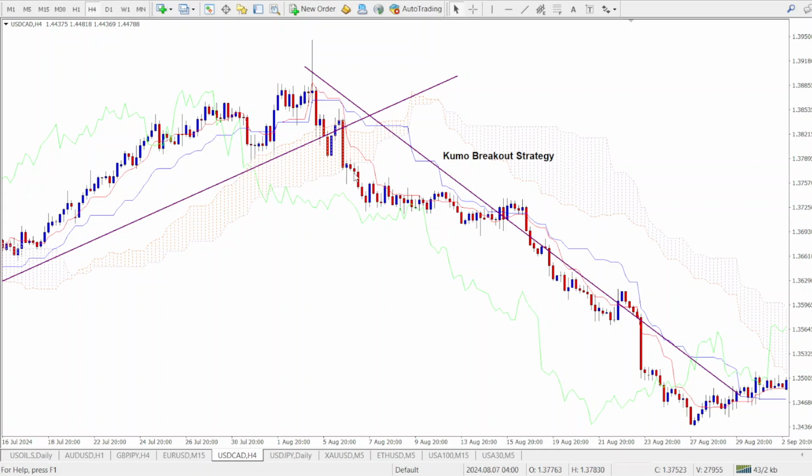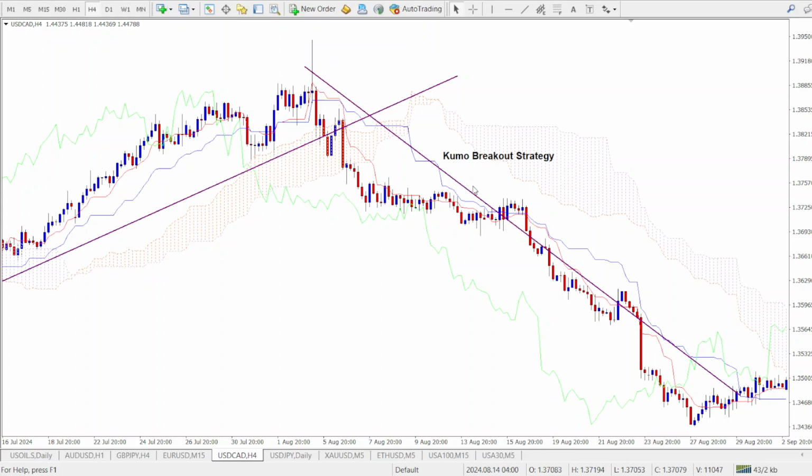But then when a breakout happens, just watch out. Shortly afterwards, you should have the cloud color change to gray. All right, these gray hatches. Okay, and then thicker clouds. All right, watch out for thick clouds and thin clouds as well, because thicker clouds are quite hard to break compared to thinner clouds. Okay, and then you can also use additional confirmation to avoid false breakouts.